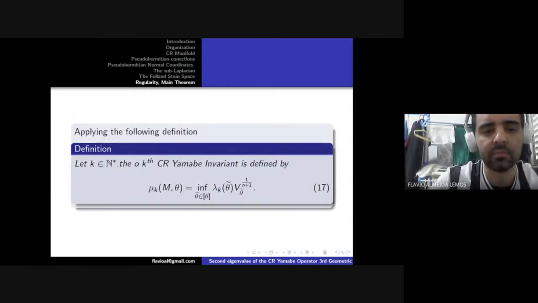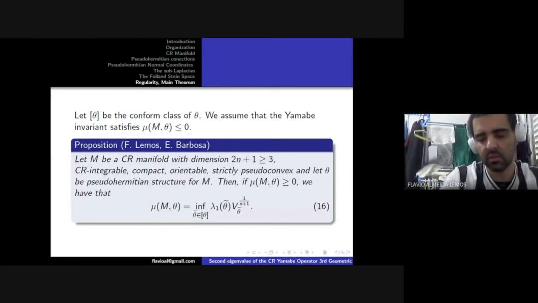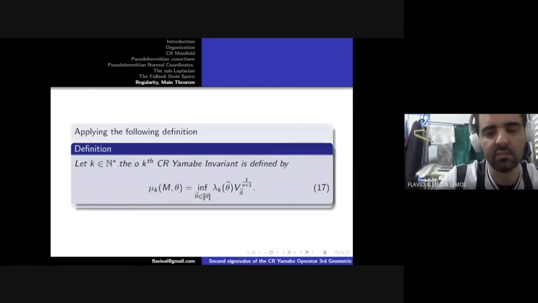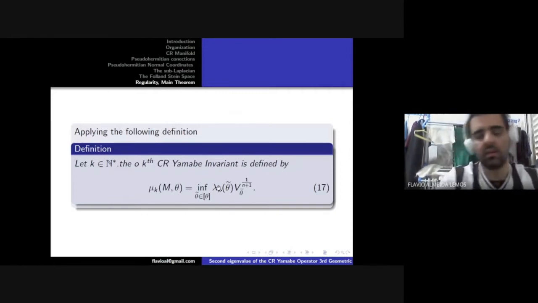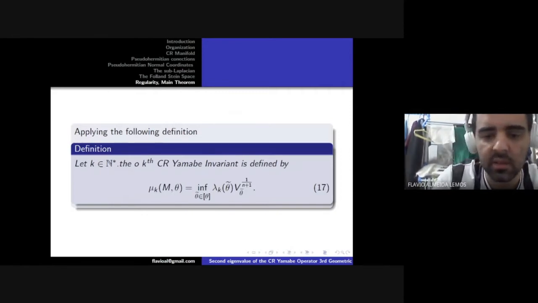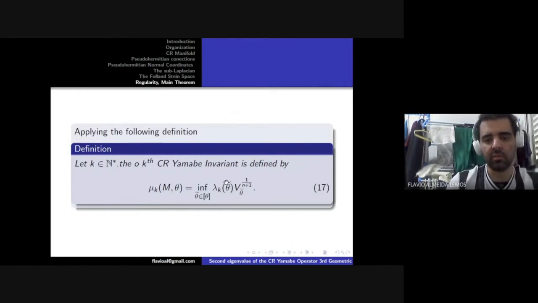Let's go. I have the definition by this motivation. We define the kth Yamabe invariant this way. Lambda k is the kth eigenvalue of the CR Yamabe operator with one form. All right.